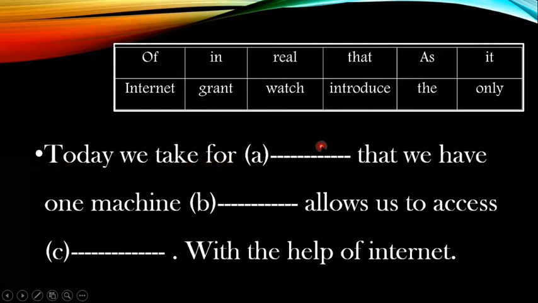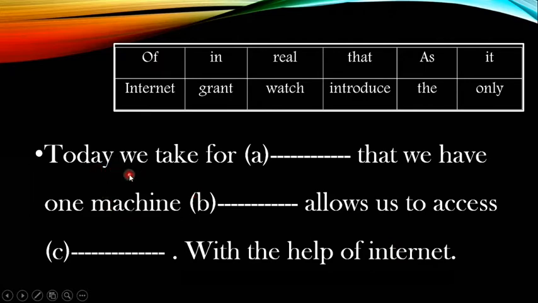Today we take for ___ that we have one machine. ___ allows us to access ___. Today we take for what? We take something which is very common for us. Usually we get that we have one machine. That one machine ___ allows us to access something. Access to what? With the help of internet. That means this line gives us the idea that the passage is about the access or use of internet, and the machine refers to computer.